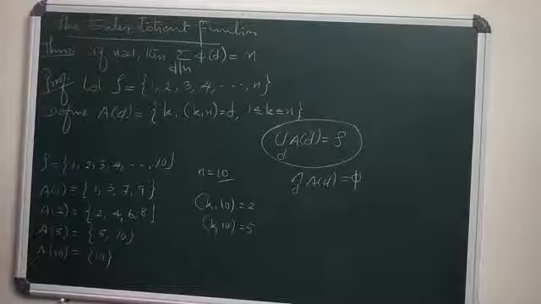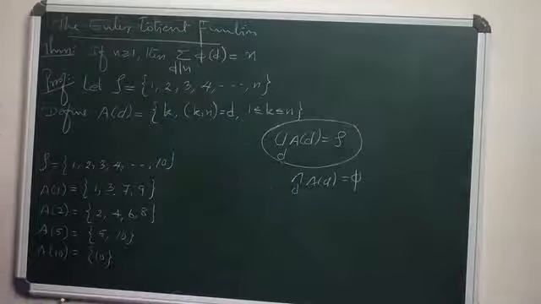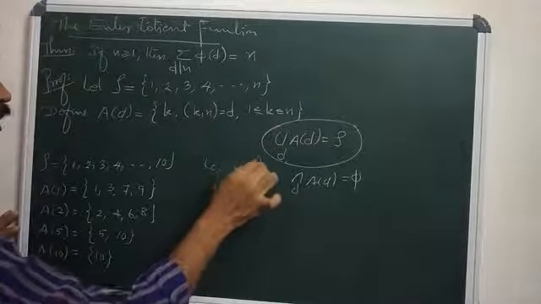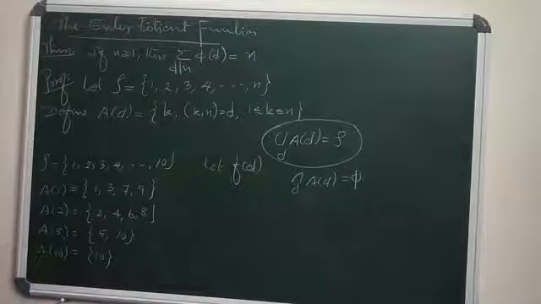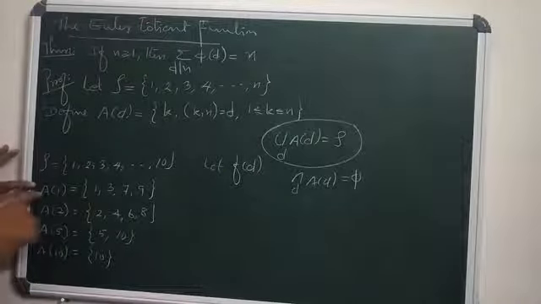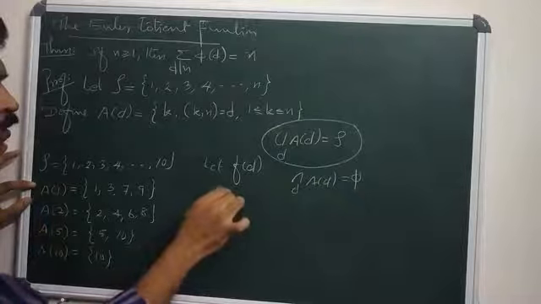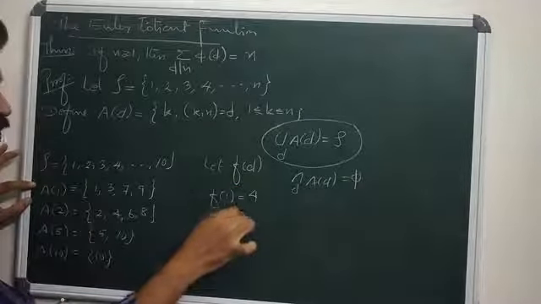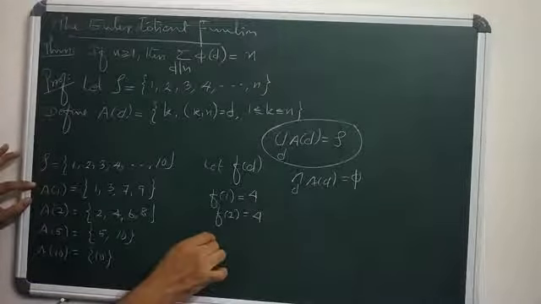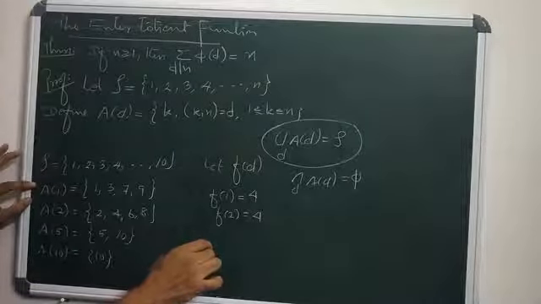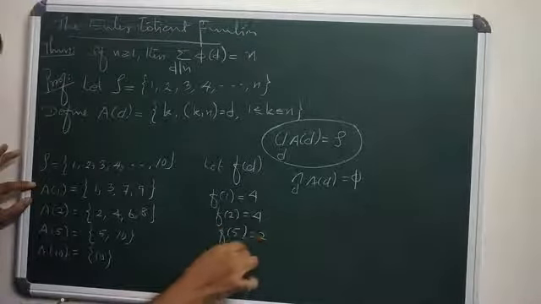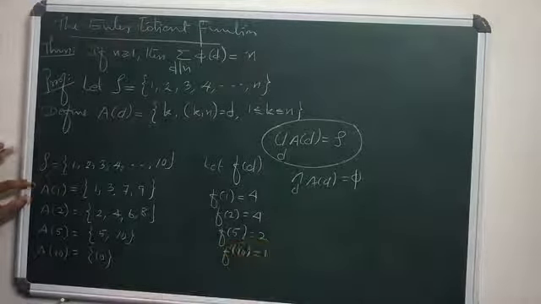Now, let F of D denote the number of integers in A of D. Means, the number of integers in A of 1. What is F of 1? F of 1 is 4 here. Okay. What is F of 2? F of 2 is again 4. What is F of 5? F of 5 equals 2. And what is F of 10? F of 10 equals 1.